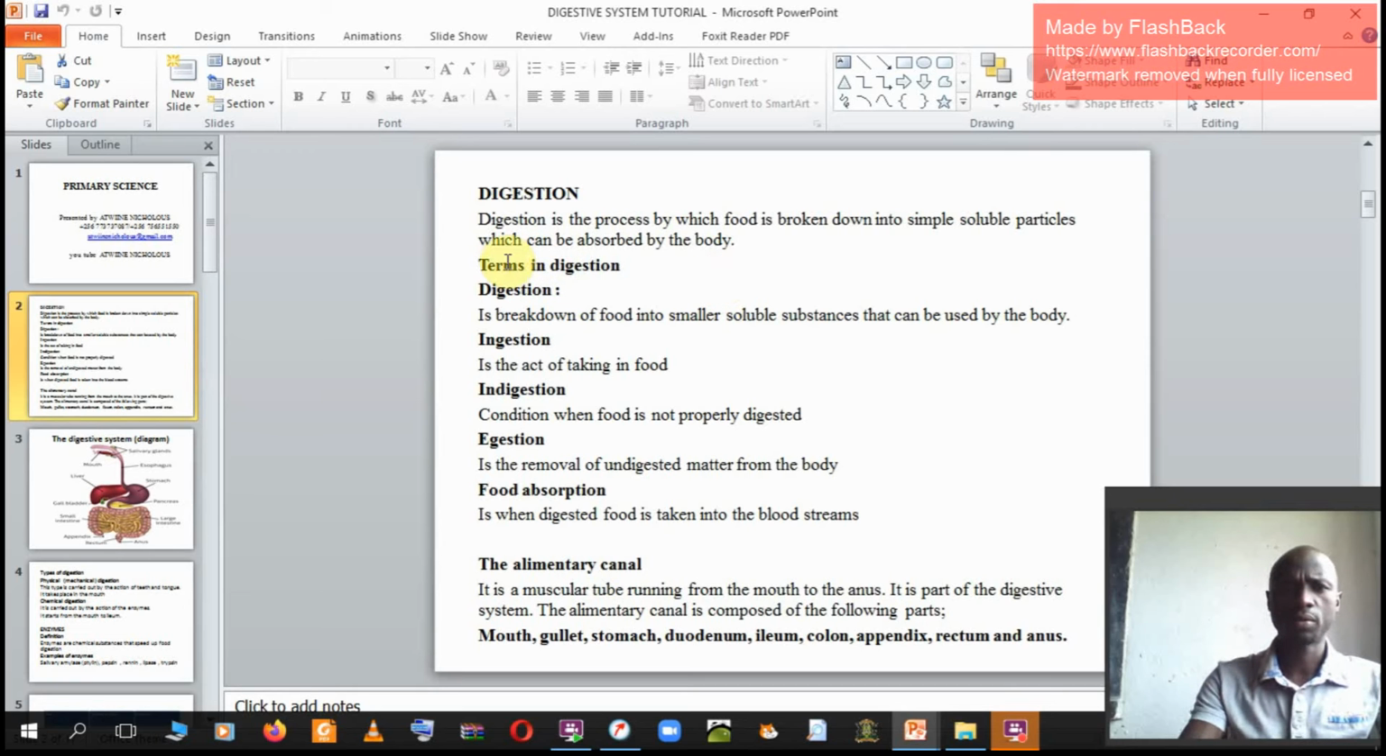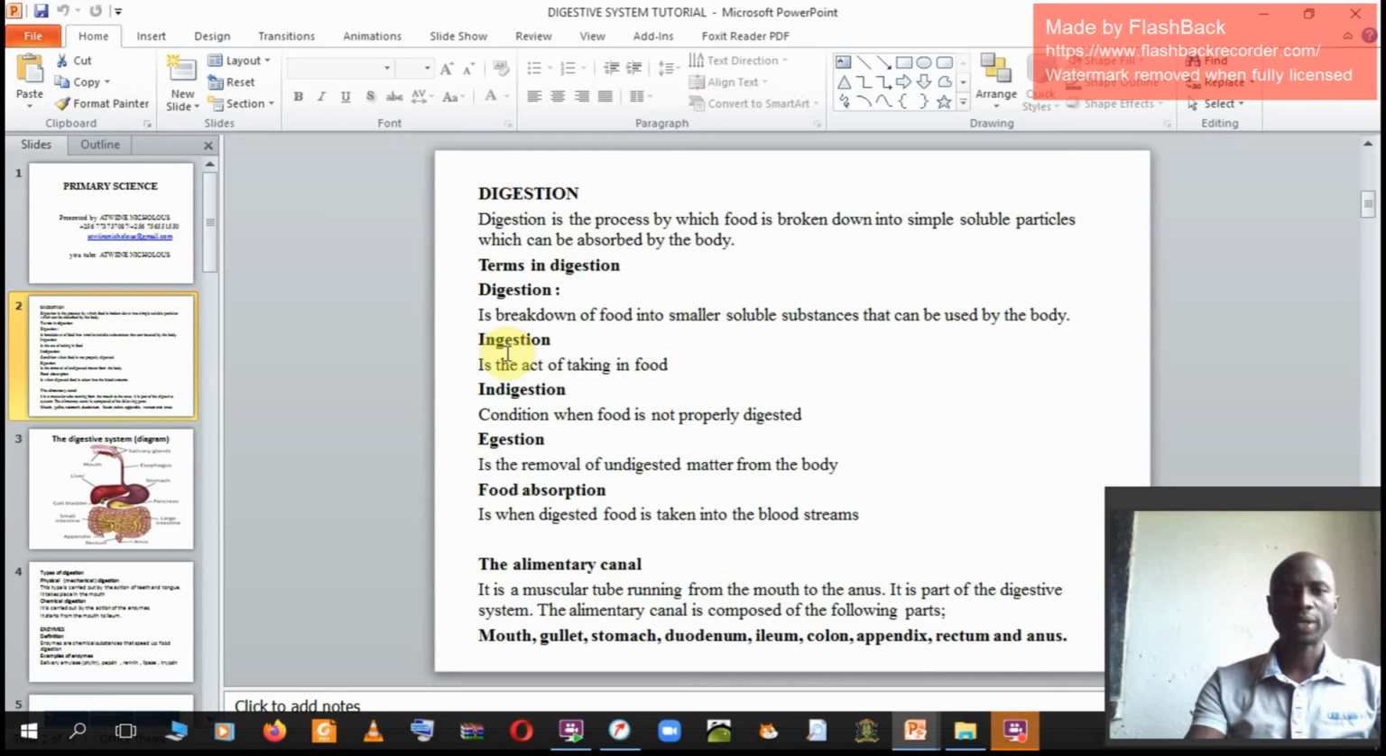We have terms used in digestion, starting with digestion itself, which we have said is the breakdown. If you have complex food substances and you put them in the mouth, then by mechanical and chemical action, those food particles will be broken down into smaller soluble substances. So we say digestion is the process by which food is broken down into smaller soluble substances.